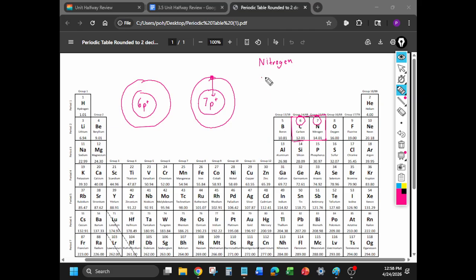And then you would say something along the lines of same shells, but more protons. Since there's more protons, there is more attraction. And so that means it is harder to remove. Something along those lines. It doesn't need to be exactly word for word what I have written down, but as long as you refer to those things, you should be good. That it's more attracted to nitrogen than carbon.